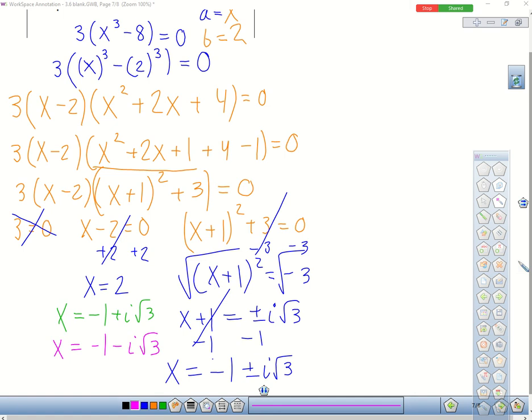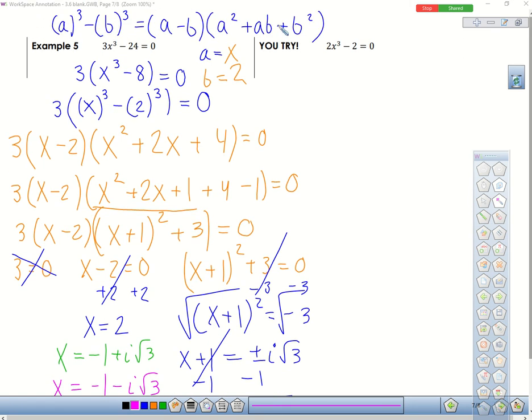So, what kind of zeros do we have? How many real zeros? How many imaginary? Good. So how many total zeros? Which means that our answer should be, or our original is a cubic, 3rd degree.